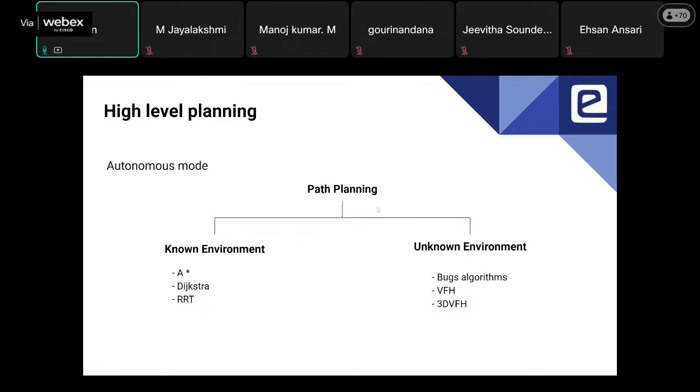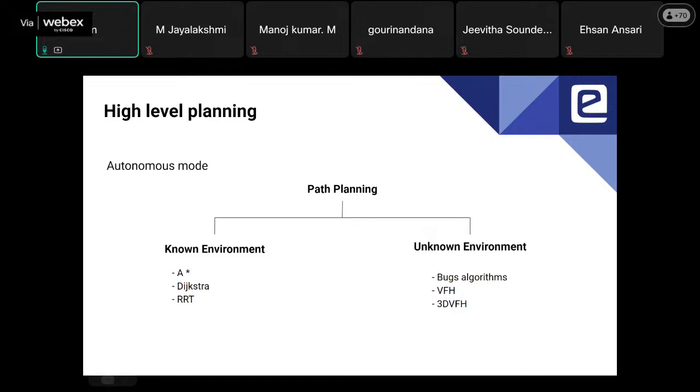So for a known environment, you can use A star, B star, or RRT, which is the rapidly exploring random tree algorithm. And for unknown environments, you can use the Bug algorithm, FH or ADP. These are the names of some algorithms you can use in a known environment, where the quadcopter or the drone already knows what is in the environment.